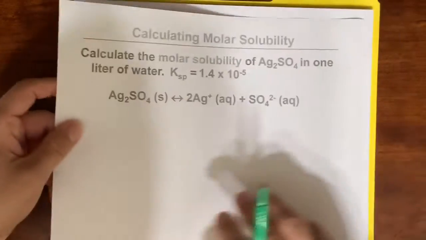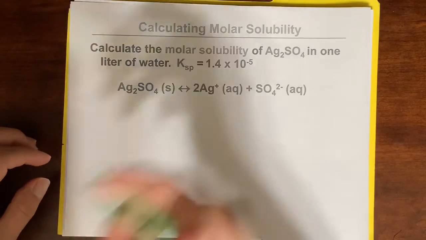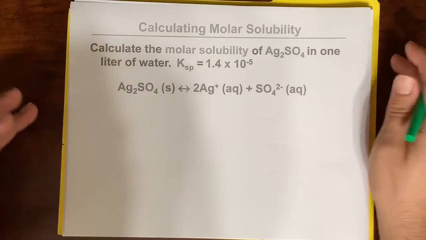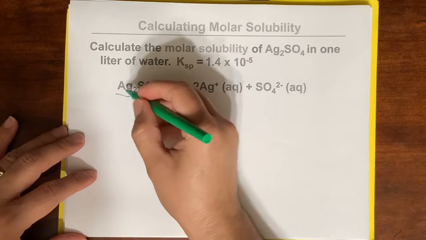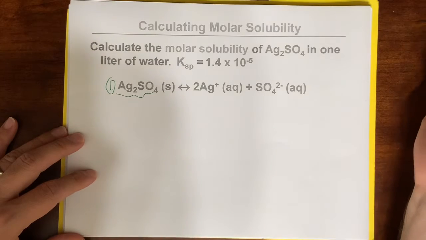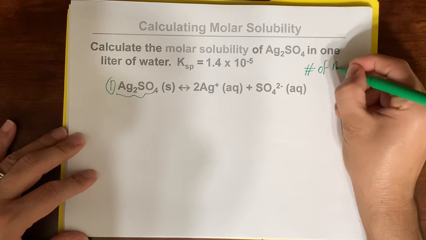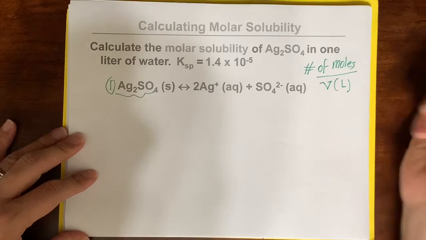Another example from KSP. They can ask you about something that we call molar solubility. What's molar solubility? You want to figure out how many moles of the reactant dissolve in 1 liter. So it's the number of moles per volume in liters.